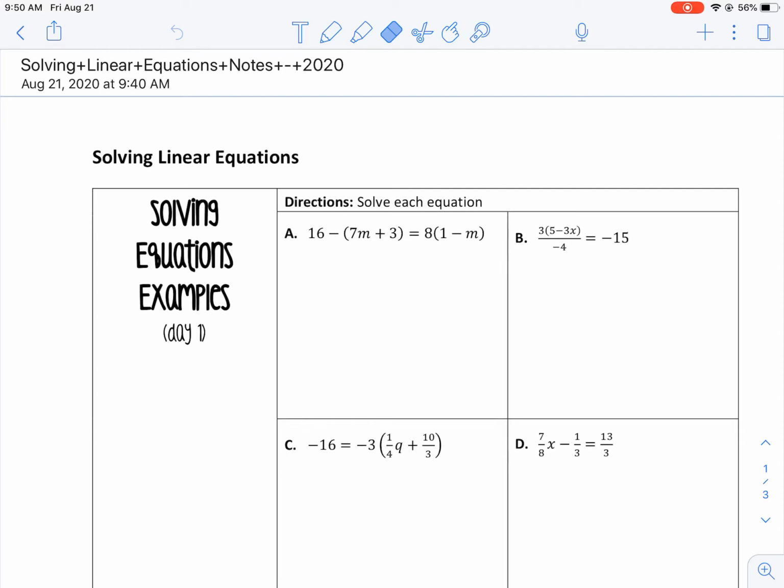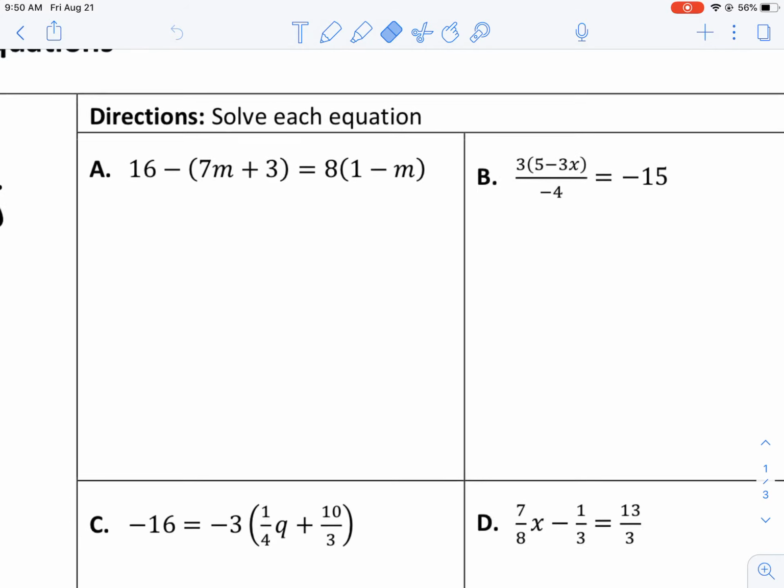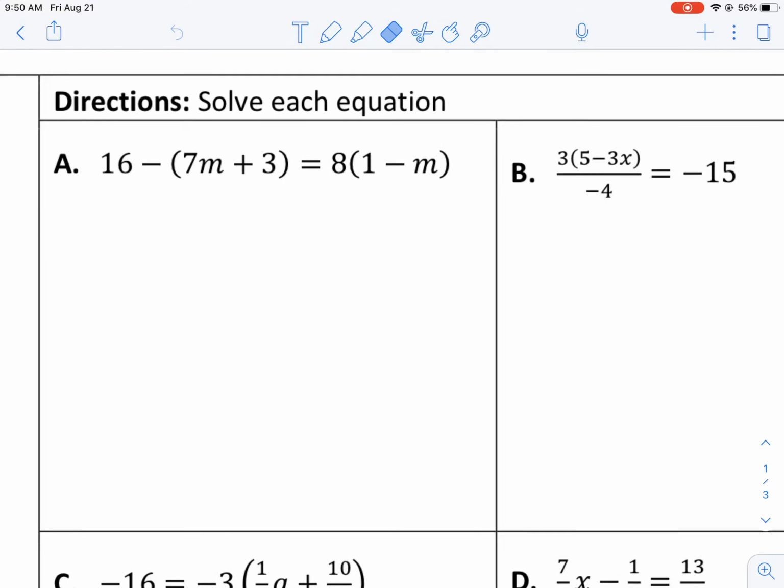I'm going to try and make it short and sweet, but this is going to be on solving equations. Now, hopefully you already know how to solve equations because this is probably the number one thing that you have done more than anything else in math, but just in case you forgot, we're going to go over it today. And you definitely want to make sure you know how to solve equations because we're going to do that a lot this year.